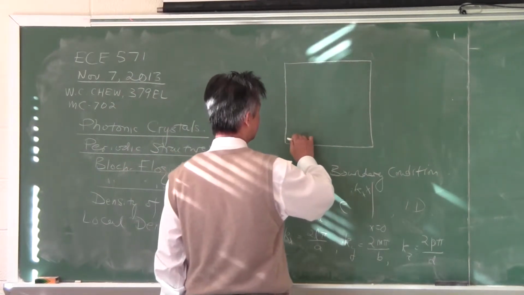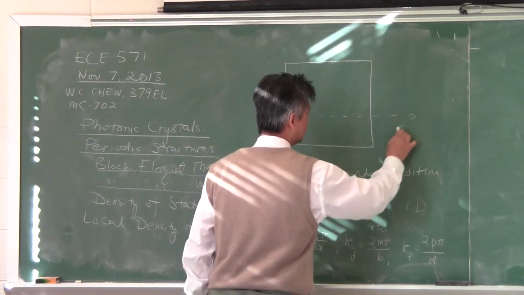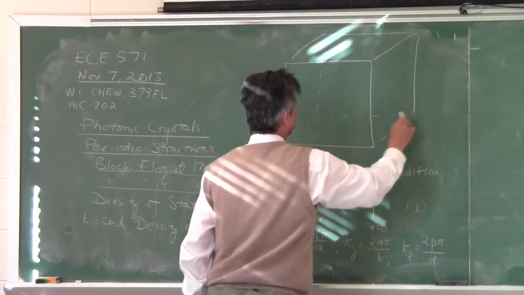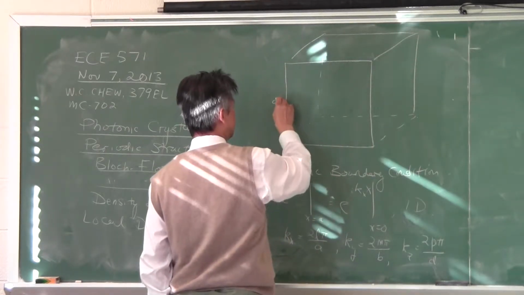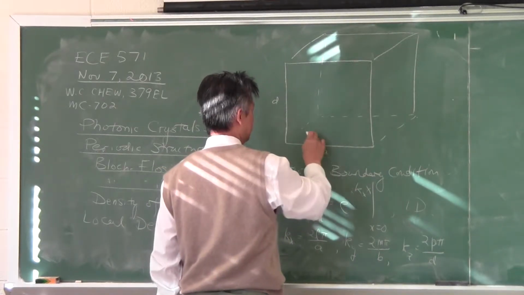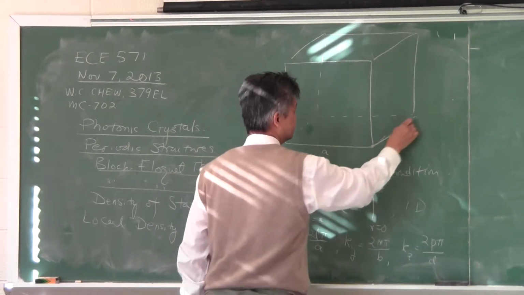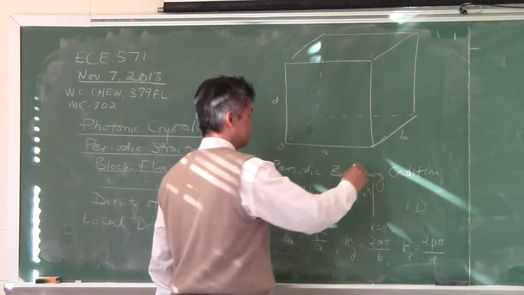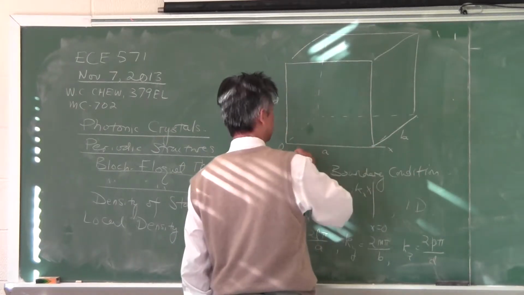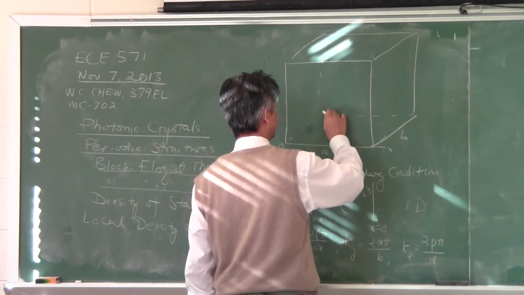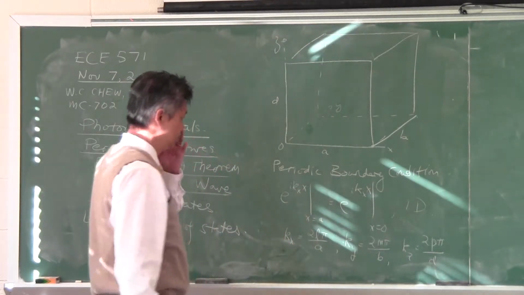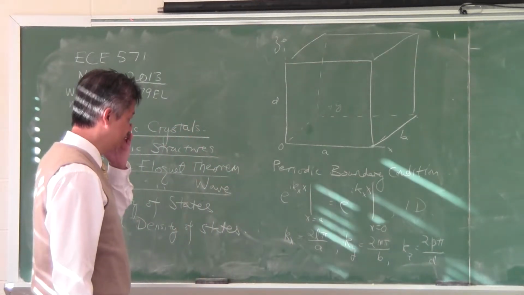If I were to draw it, it will look something like this. And then you will have b, and then you will have a, and then you will have d. Okay, this is the origin, and this will be my x, and this will be my y, this will be my z. So you can use periodic boundary conditions.